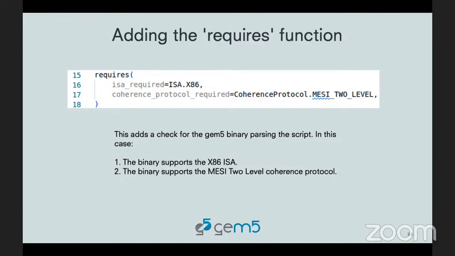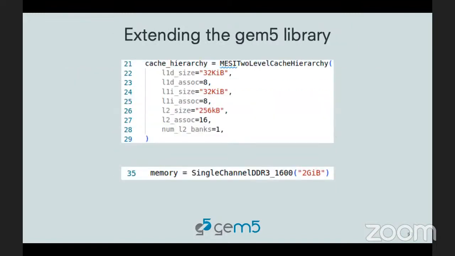Because you can, for example, compile a gem5 binary that only contains the ARM ISA. And if you try to run your script that requires x86, it will just crash or spurt out some unhelpful error when it reaches that part of the simulation. So this is just helpful. I don't like this part of gem5, but yes, we're working around that. We want to have one gem5 binary that contains all the coherence protocols. For now, you specify that when you compile gem5.